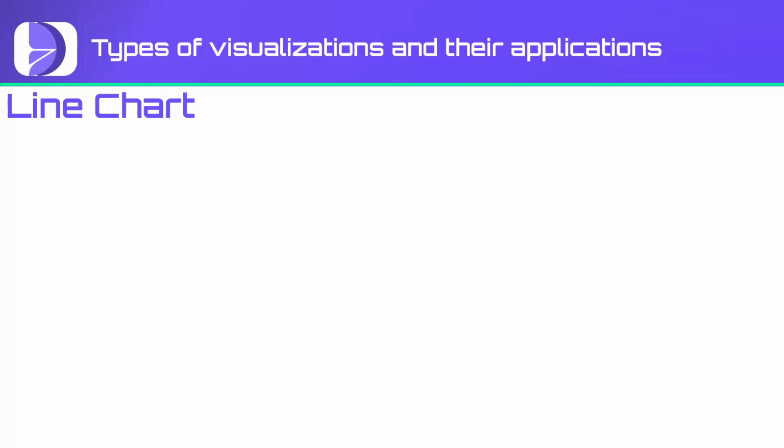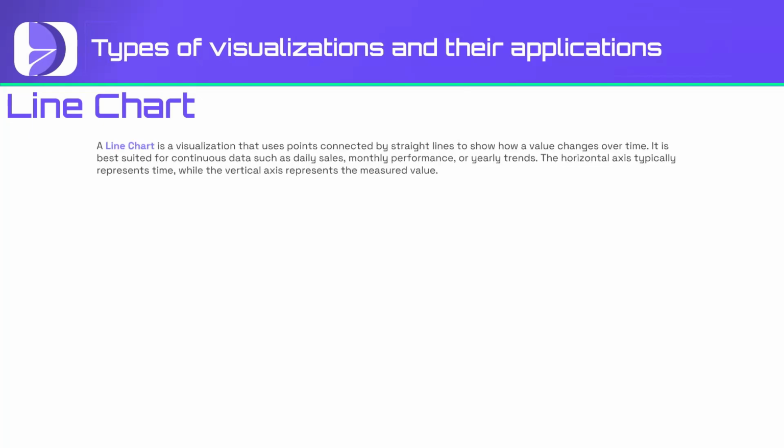In the previous video, we talked about different types of visuals and their application. We talked about bar charts, column charts, pie charts, and donut charts. We will also continue in that line by discussing line charts. So, what is a line chart?